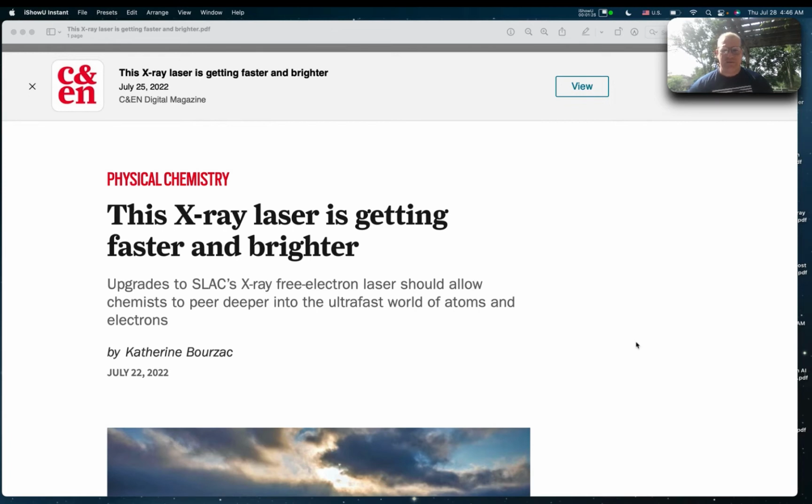vibration. If you have a carbon dioxide molecule, carbon and oxygen, these atoms vibrate, so they have vibration modes. Those single vibrations are on the order of 100 femtoseconds, so 10 to the minus 14 seconds. Femto is minus 15. And it's funny, they talk about two long pulses that are tens of picoseconds long. That's 10 to the minus 11.